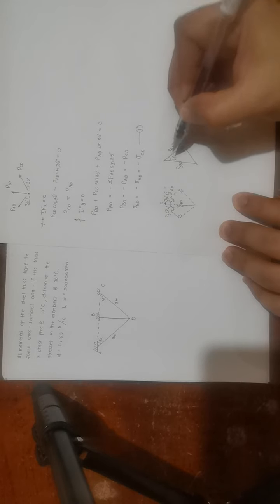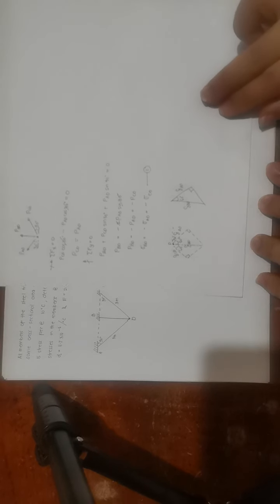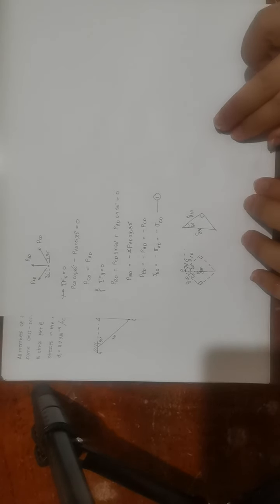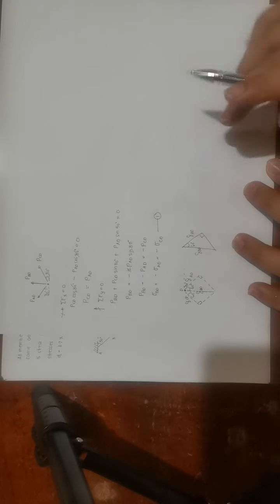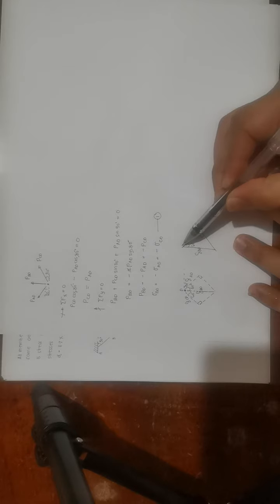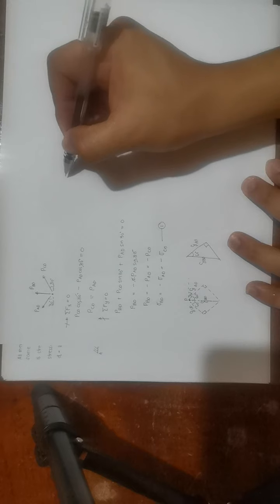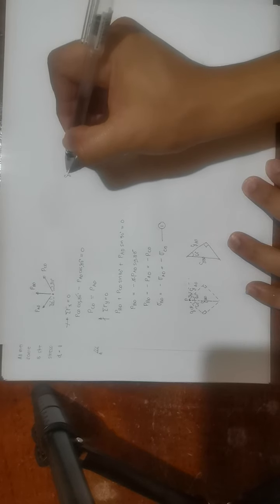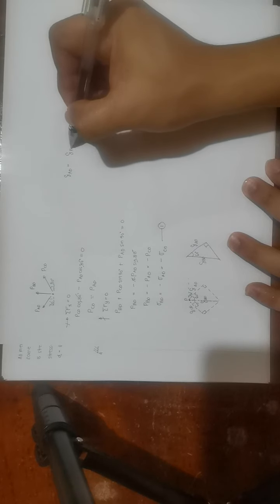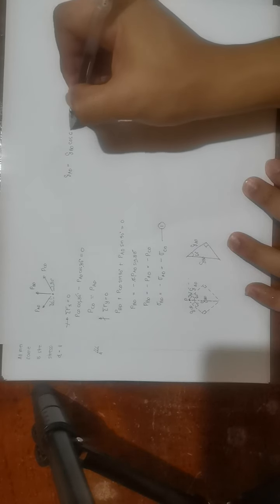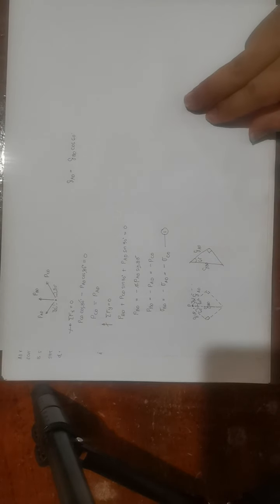This is 60 degrees. So, since that is a right triangle, we can use trigonometric functions para ma-relate yung ating deformations. So, we can say that this is hypotenuse, this is adjacent side. Therefore, deformation of AD is equivalent to the deformation of BD cosine of 60 degrees. And that will be the relationship of the deformation.